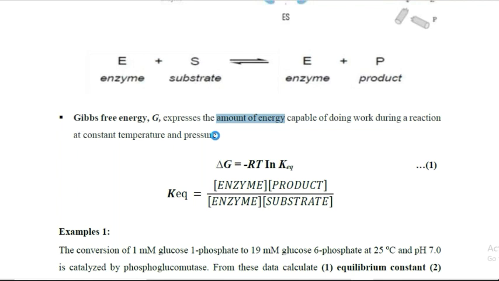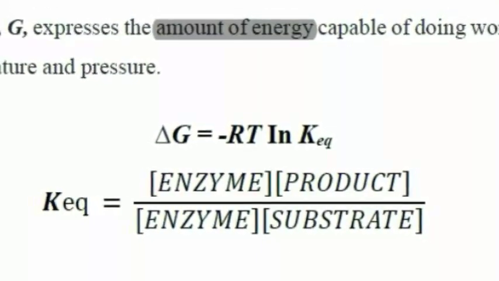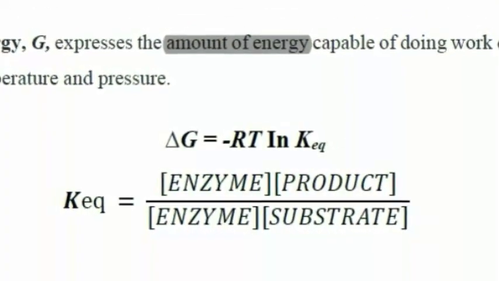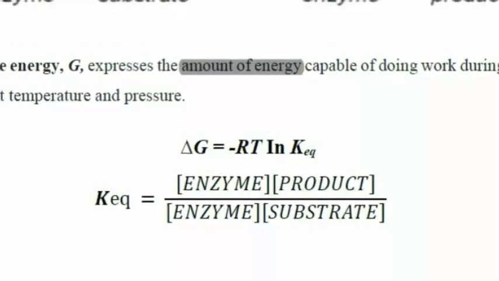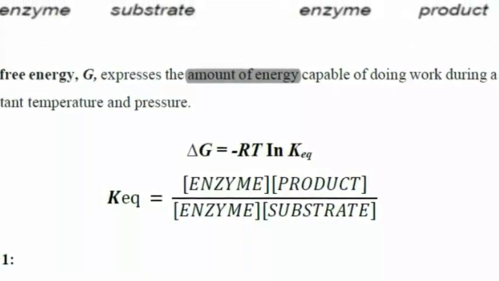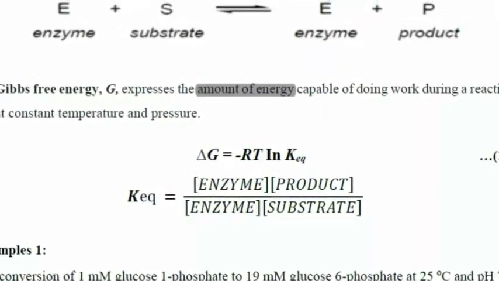And how do we calculate the energy? We can calculate it using this formula: delta G equals minus RT ln KEQ. Then our KEQ is our equilibrium constant, whereby we have enzyme product over enzyme substrate. And so at the end of the day, the concentration of the enzyme and the enzyme will cancel each other. Now below is an example to calculate these variables that we want.